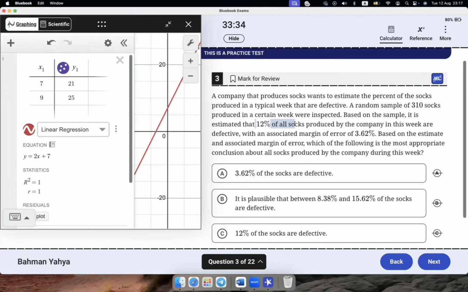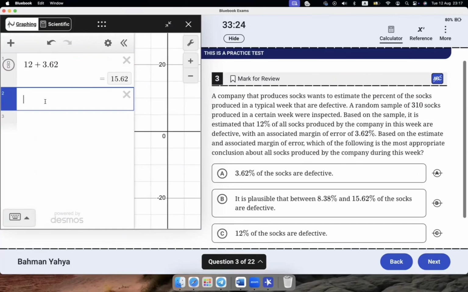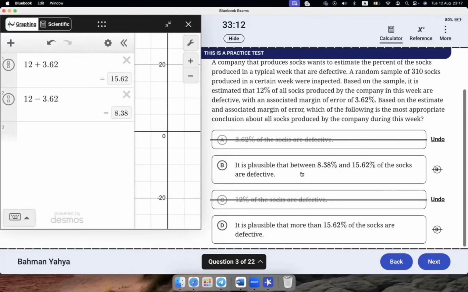Look, it is 12% with the margin of error 3.62. So it will be 12 plus 3.62 and 12 minus 3.62. So our numbers change between 8.38 and 15.62. The answer is not this one or this one. It's plausible that it's between this and the side effect.